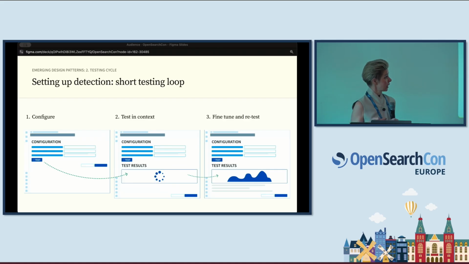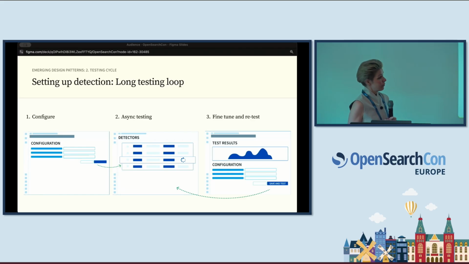So users can iterate through fine-tuning testing cycle, adjusting parameters and immediately seeing their impact until they achieve the desired detection accuracy. Once satisfied with the results, they can save the validated configuration with confidence that it's been properly tuned for their specific use case.